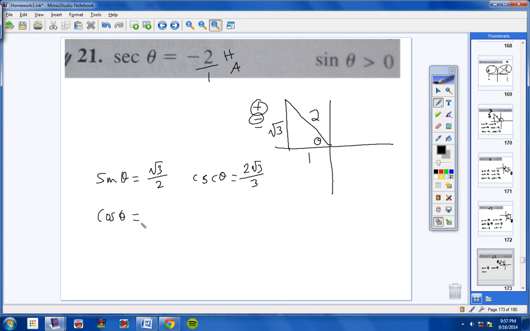Cosine is negative, so we'll put negative. Adjacent over hypotenuse, so 1/2. And so the reciprocal of cosine is secant. Secant of theta is negative 2 over 1, or negative 2, which we already knew up here.